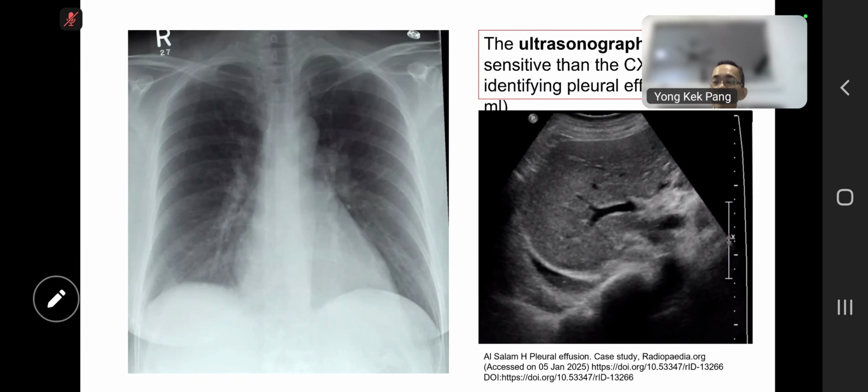Of course, nowadays we can also use ultrasound. It's also definitely more sensitive than chest X-ray. In identifying pleural effusion, you can identify effusion as little as 20 cc. Okay, so as shown in the right hand panel.